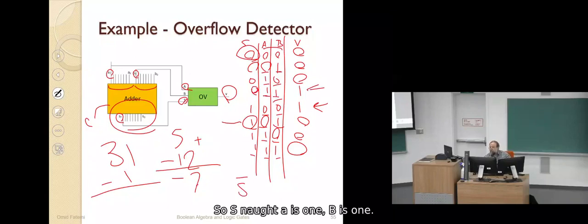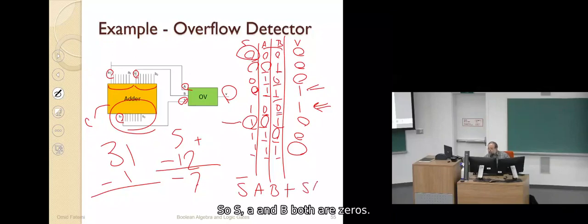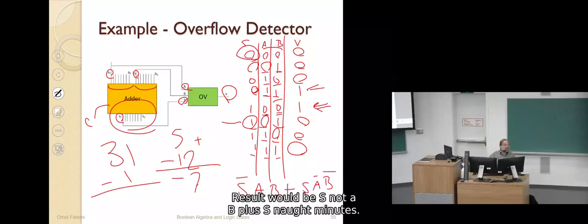A is 1, B is 1, so S' A B plus the sum of products. And the other one is here: S is 1, so S, and A and B both are 0, so A', B'. So the result would be S' A B plus S A' B'.